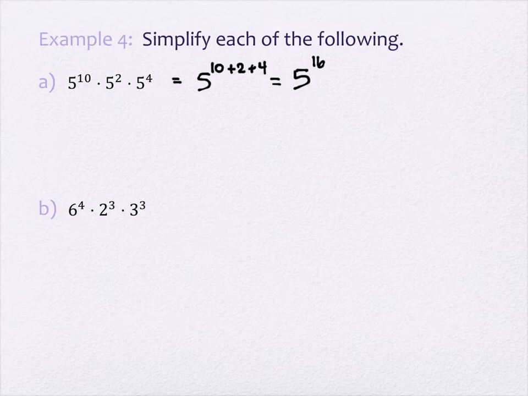Every now and then I have somebody ask me, but don't I need to multiply the 5s together? You are multiplying the 5s together. It's just taking effect in the exponent instead of adding the base in the base location. So you are multiplying them together.